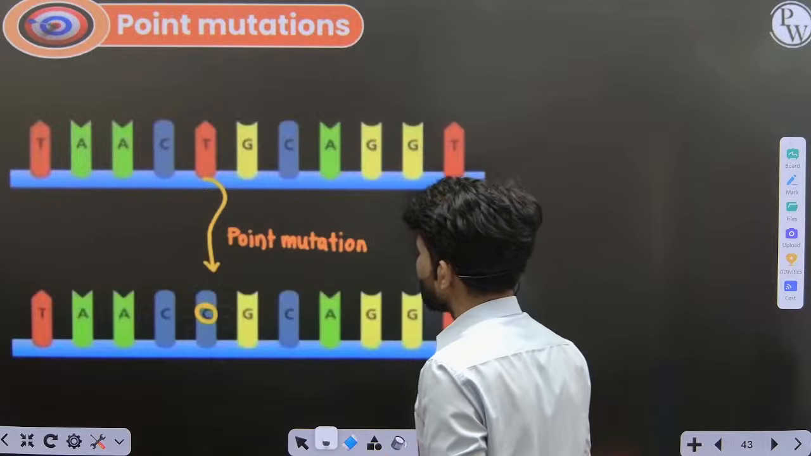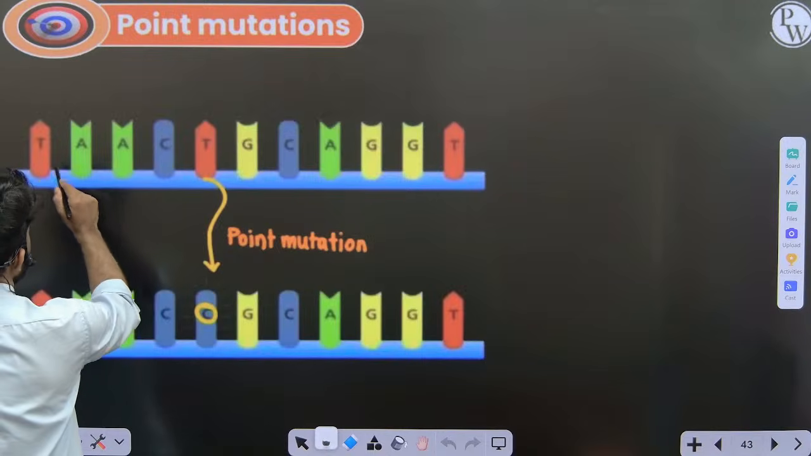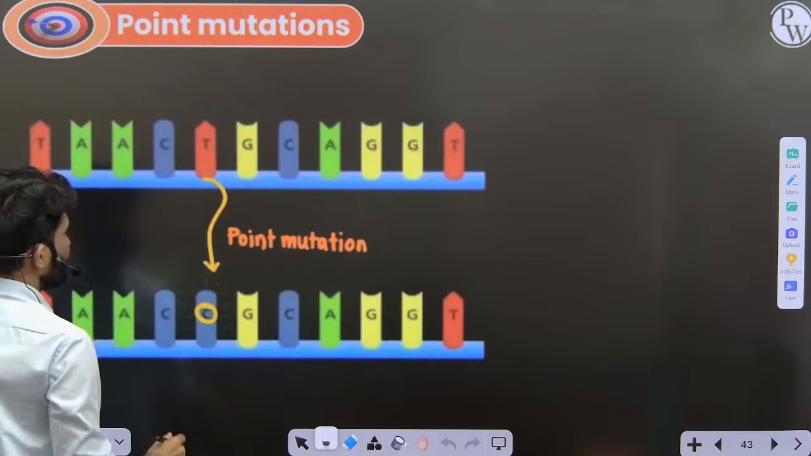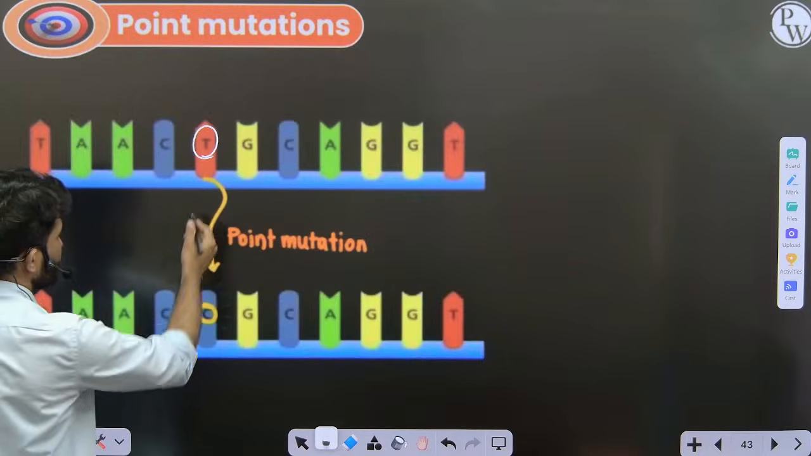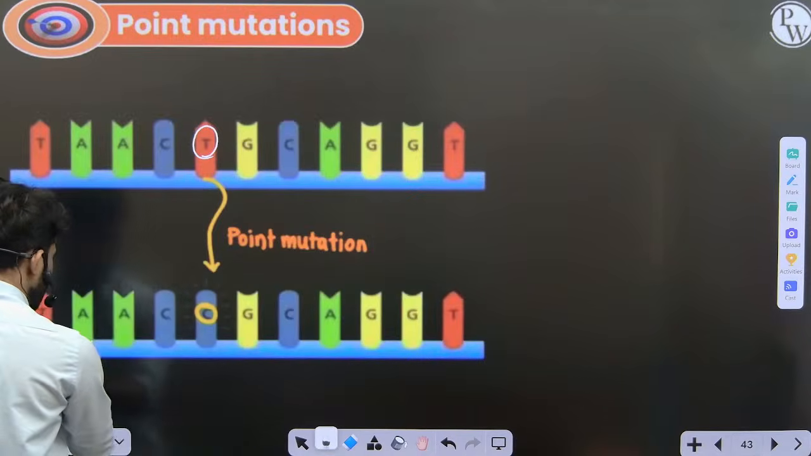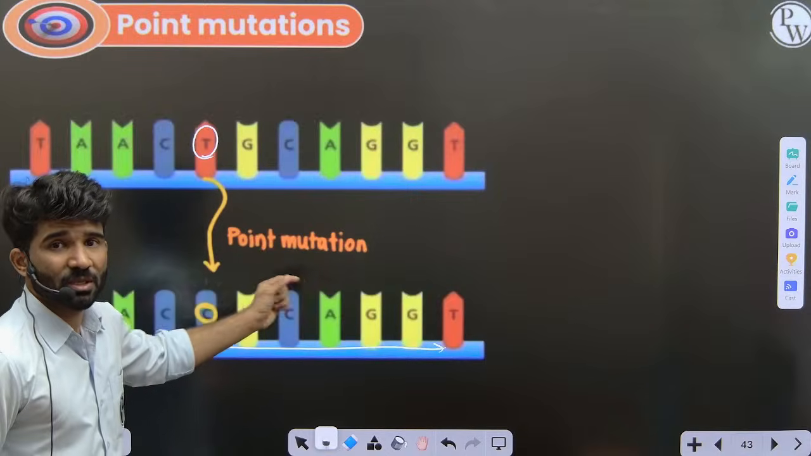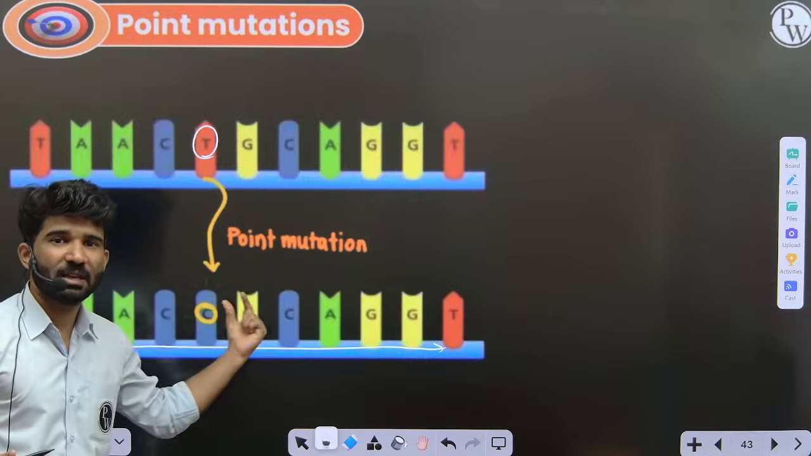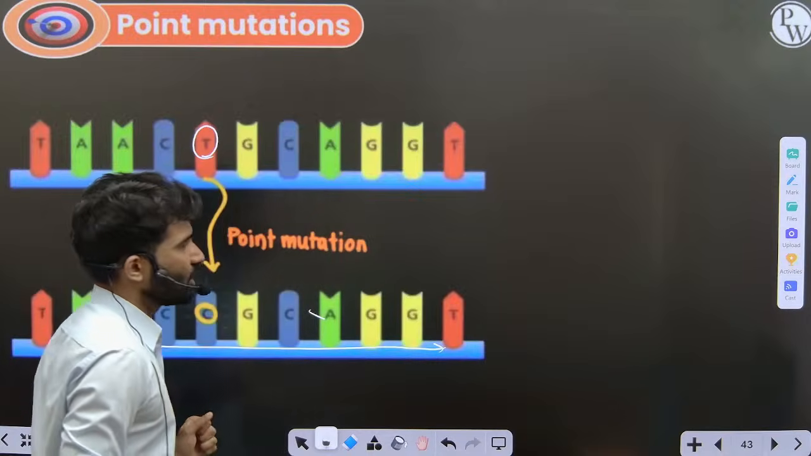The first one we are going to study is point mutation. These are the base pairs A, C, T, A, and suppose at this particular point it has been changed, so instead of thymine, cytosine will appear. The whole translation and the expression of phenotype changes due to a change in only one base pair, one point of the DNA sequence, which alters the whole character itself. That is what we call point mutation.